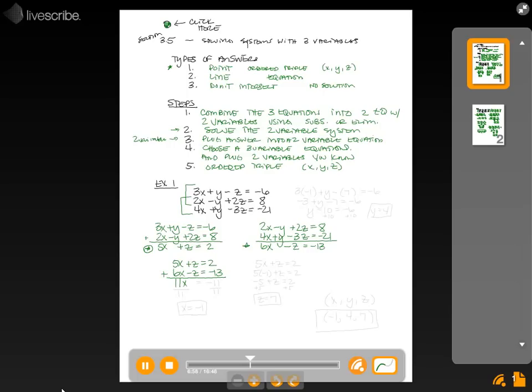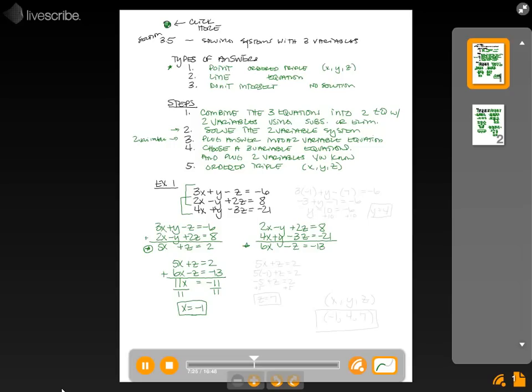5x plus 6x is 11x. The z's canceled. 2 plus negative 13 is negative 11. Divide both sides by 11. x equals negative 1. There's one of the numbers for our ordered triple. We know what x is. Step 3 says to plug the answer I got into one of the two-variable equations, and then I should have two variables after that.